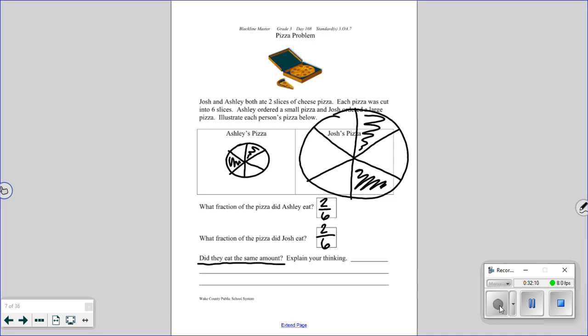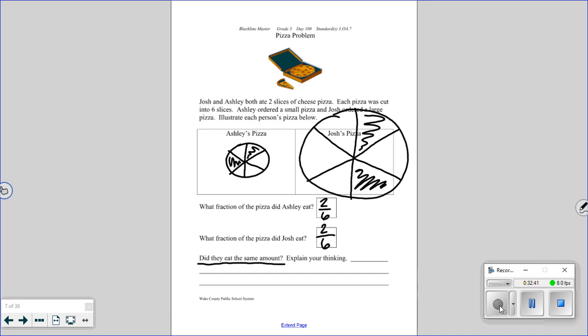I was thinking that they didn't eat the same. They had the same amount of slices, and they ate the same amount of slices. But Josh's pieces are bigger than Ashley's, and they might be a little bit longer too. So he might have eaten a little bit more than Ashley.